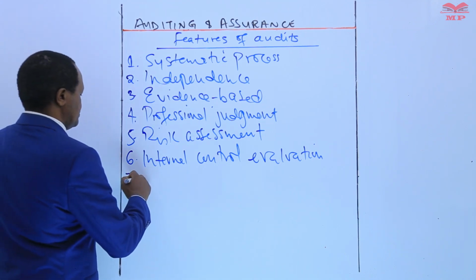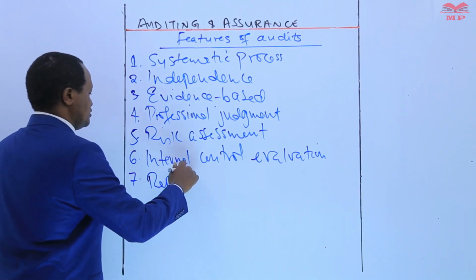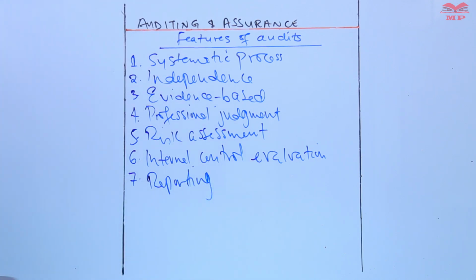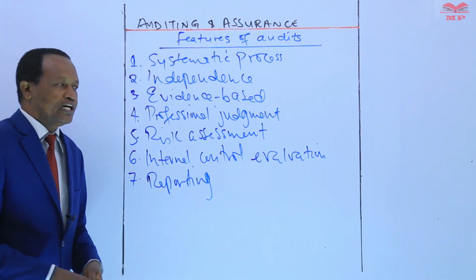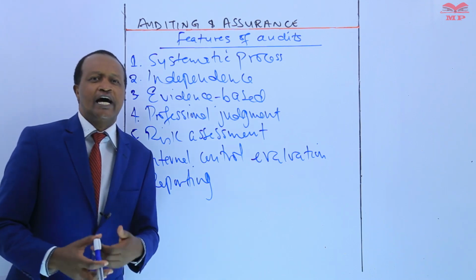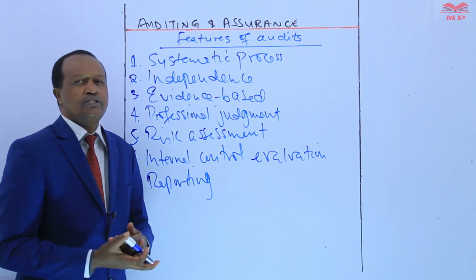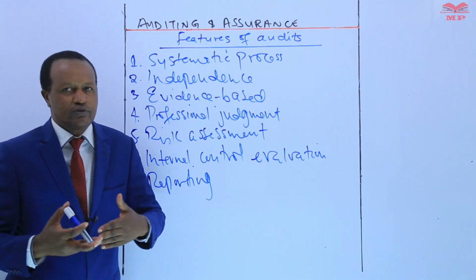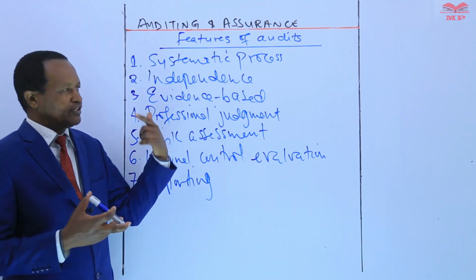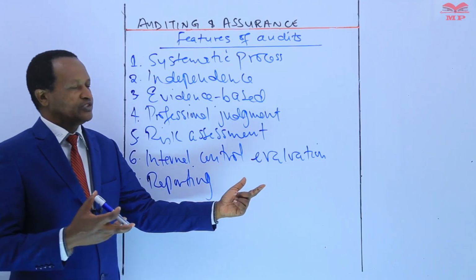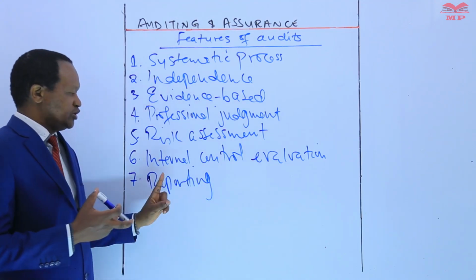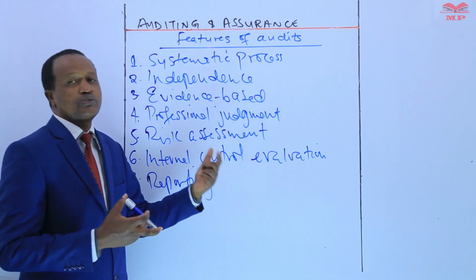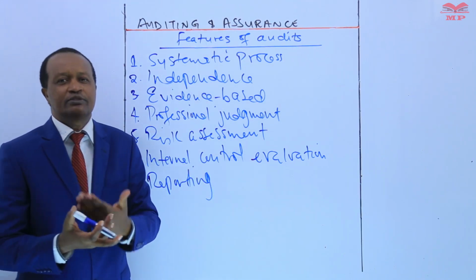7. Reporting is a feature of audits. Auditors communicate their findings and conclusions in an audit report, which includes an opinion on the fairness of the financial statements. Auditors, after examining the financial statements, have to do a report within which they express an opinion as to the fairness of the financial statements.